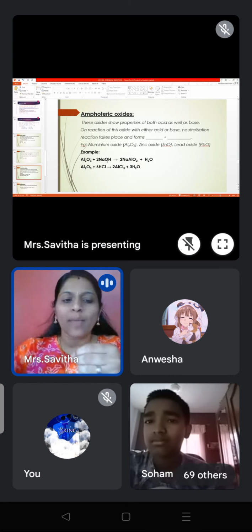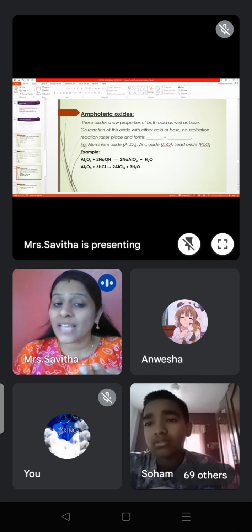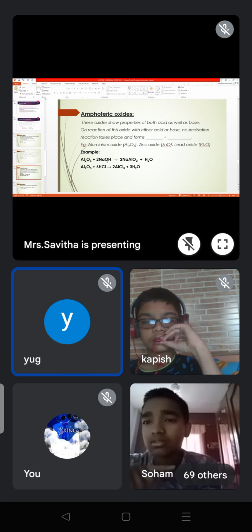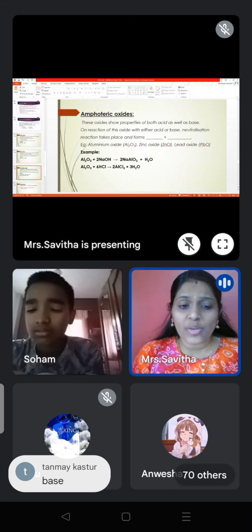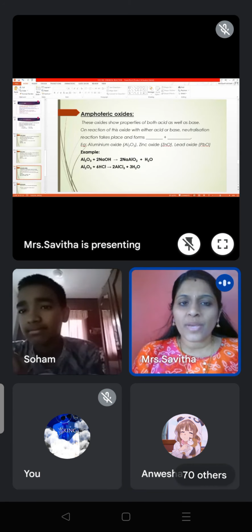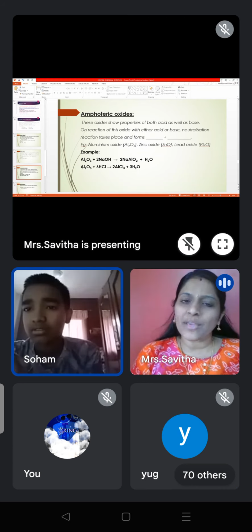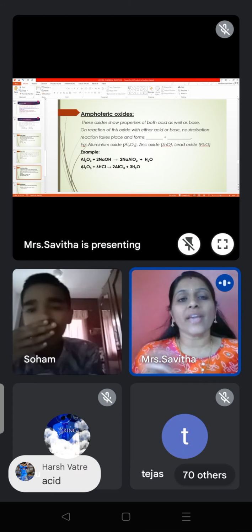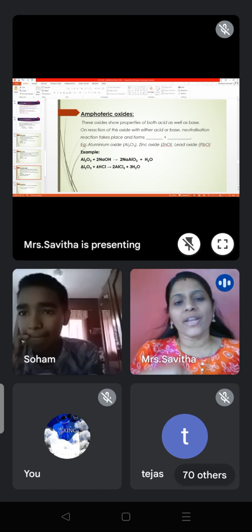Now NaOH I am going to add to Al2O3. So this Al2O3, which is an amphoteric oxide, is acting as acid. So understand properly. NaOH is base, so Al2O3 will be acid. Now HCl is what? Acid or base? Acid. It is acid, so Al2O3 will be base. It is acting as base. So this is how amphoteric oxides are. What it is reacting with decides the nature of the amphoteric oxide.